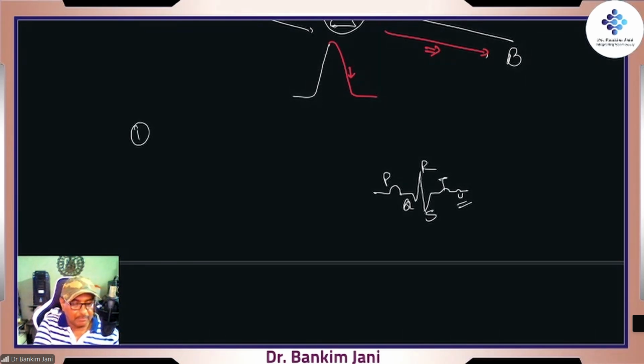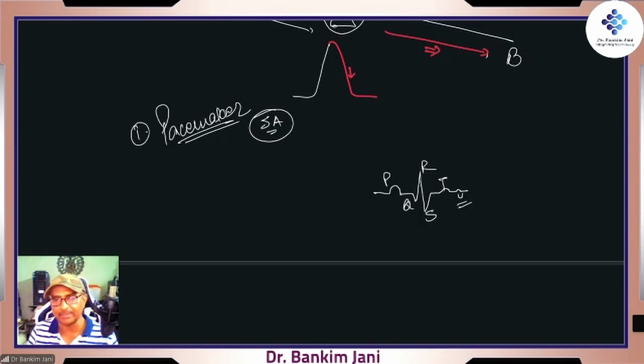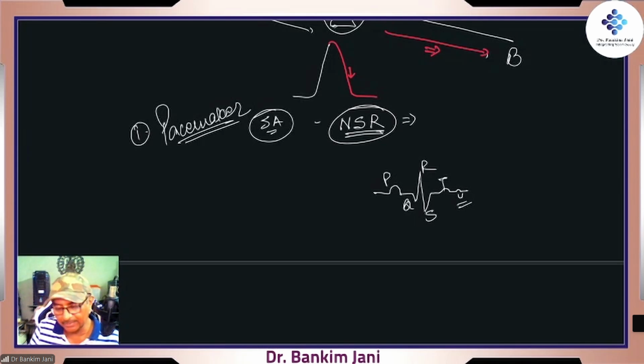For any ECG, there are 2 things. One, we must know which pacemaker is working. In normal conditions, our SA node is working. If we take your ECG or my ECG, we will find that it is beating at a normal pace, so we call it normal sinus rhythm. Many times on an ECG in emergency they just write NSR. NSR stands for normal sinus rhythm, which means everything is fine.